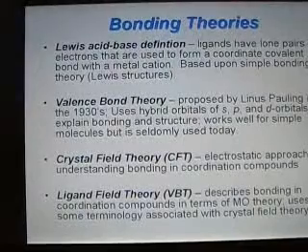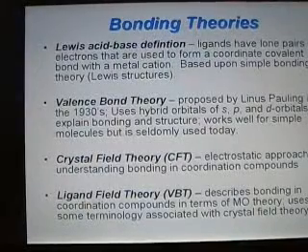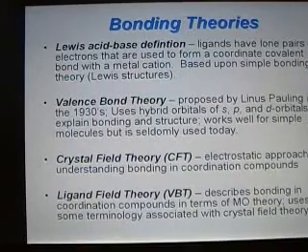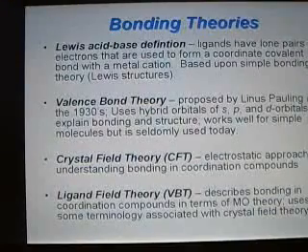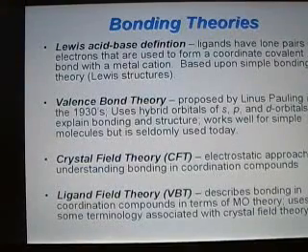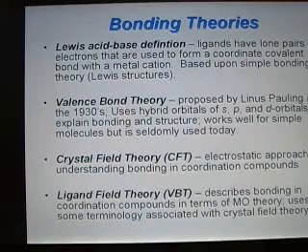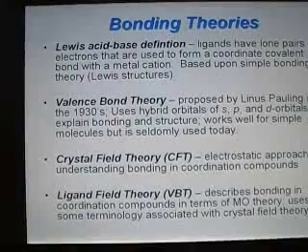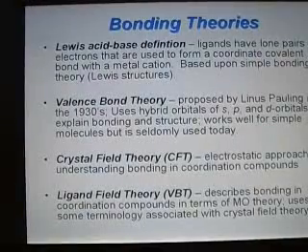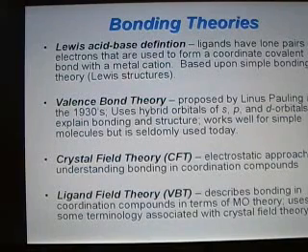Second is valence bond theory. This idea was proposed by Pauling, and it uses hybrid orbitals. You remember hybridization from organic chemistry to explain bonding and structure of the molecules. It still works well for very simple molecules, but really it doesn't work. We don't use it much in coordination chemistry today.